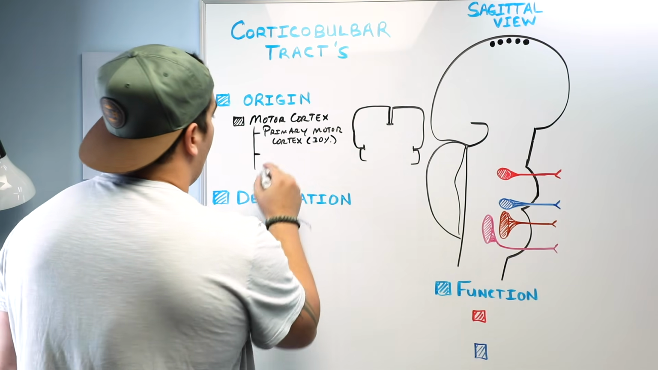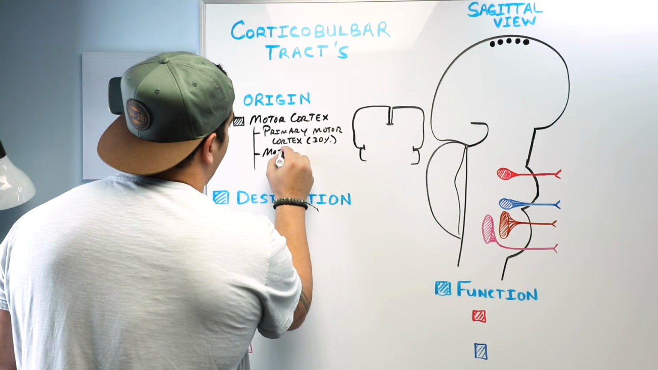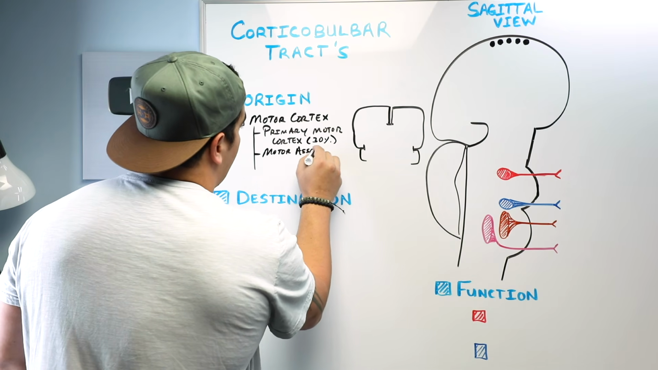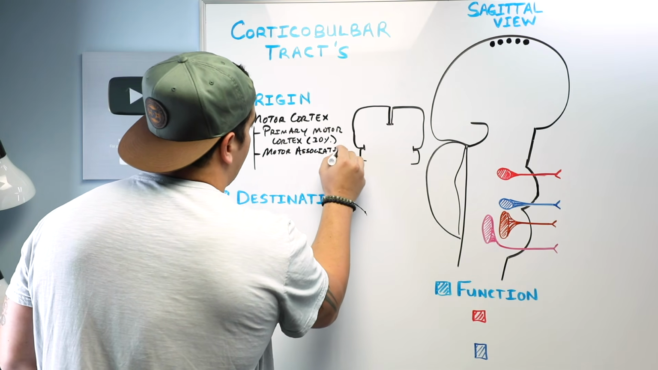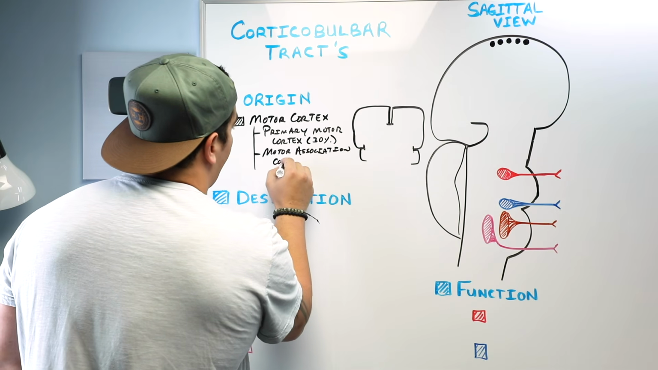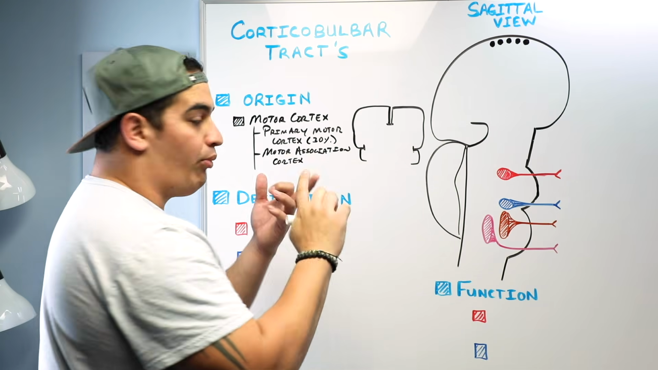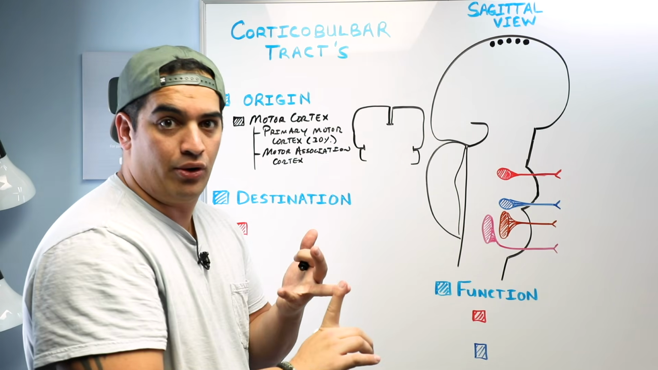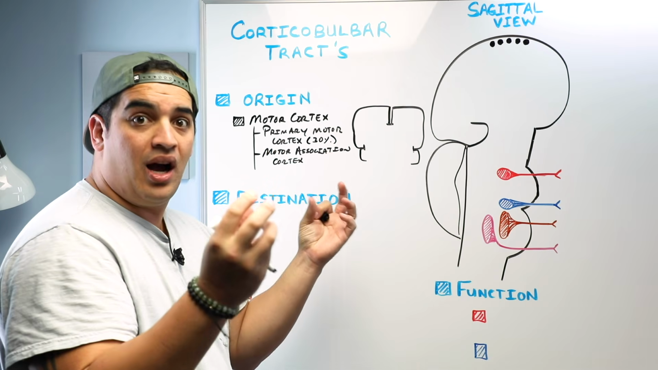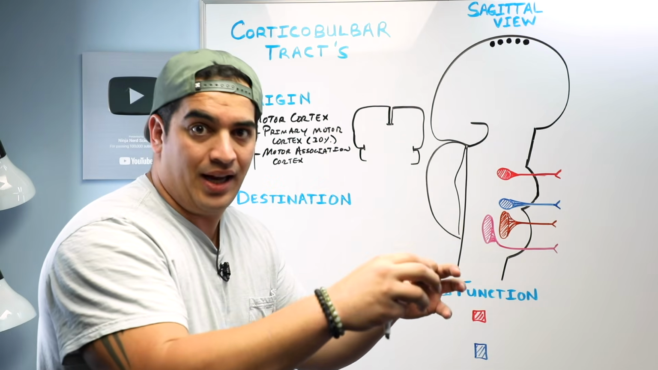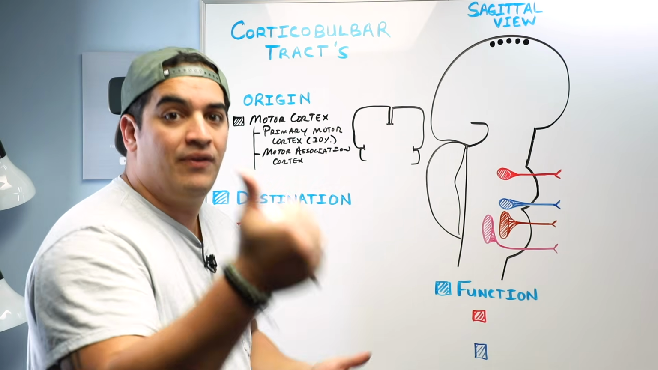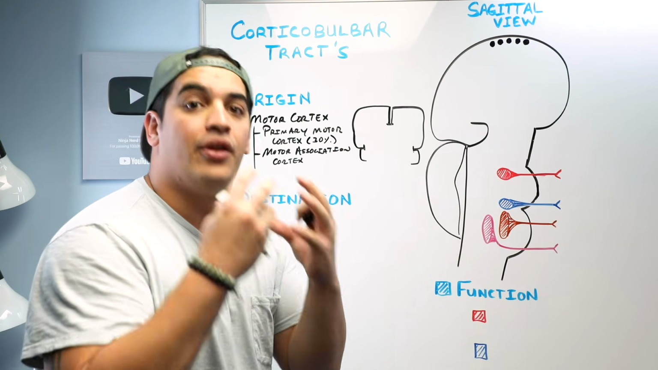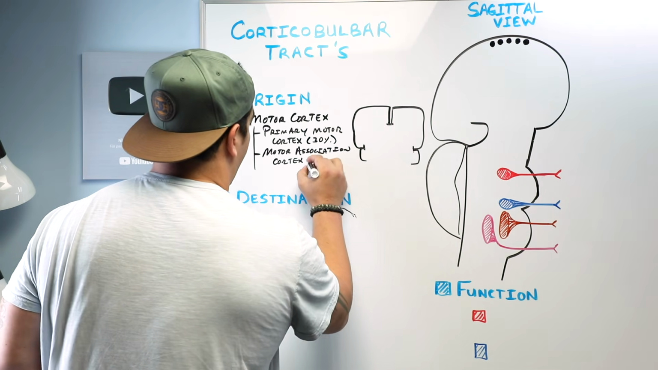The other one is called your motor association cortex. And your motor association cortex is made up of two of them, right? Your premotor cortex and your supplementary motor cortex. And they both contribute 15%. So 15 for premotor, 15 for supplementary. That's a total of 30% to the corticobulbar tract.